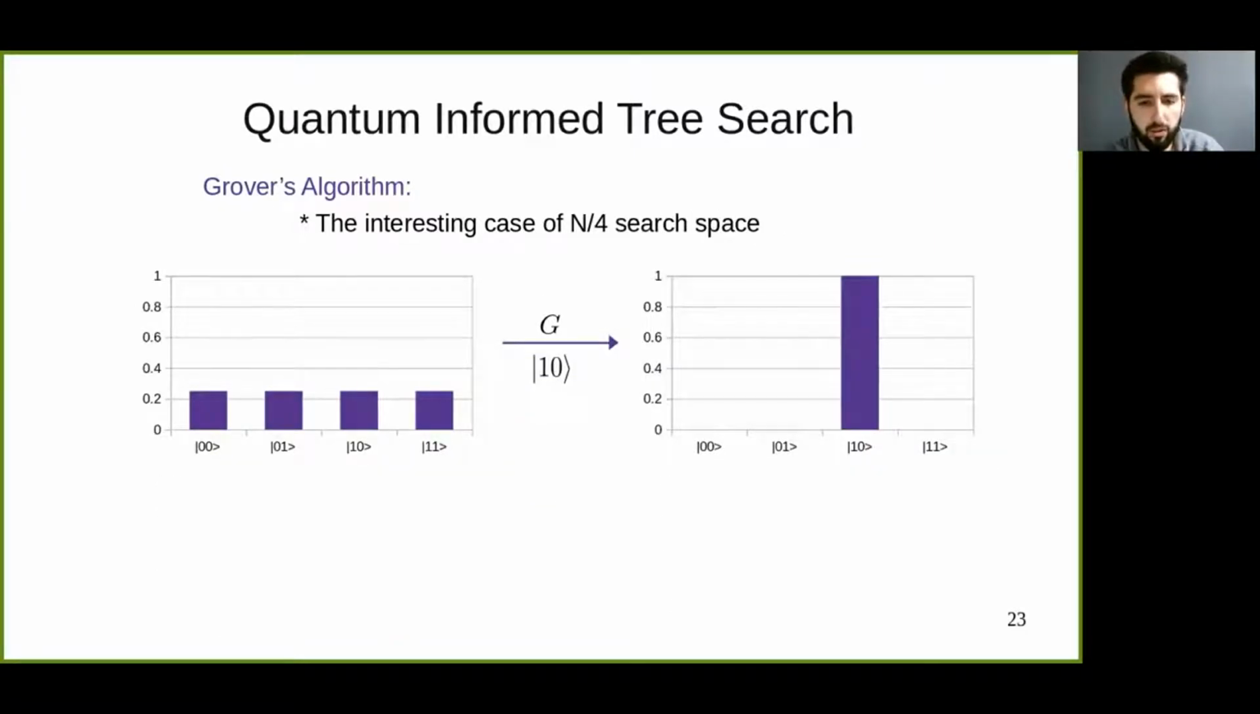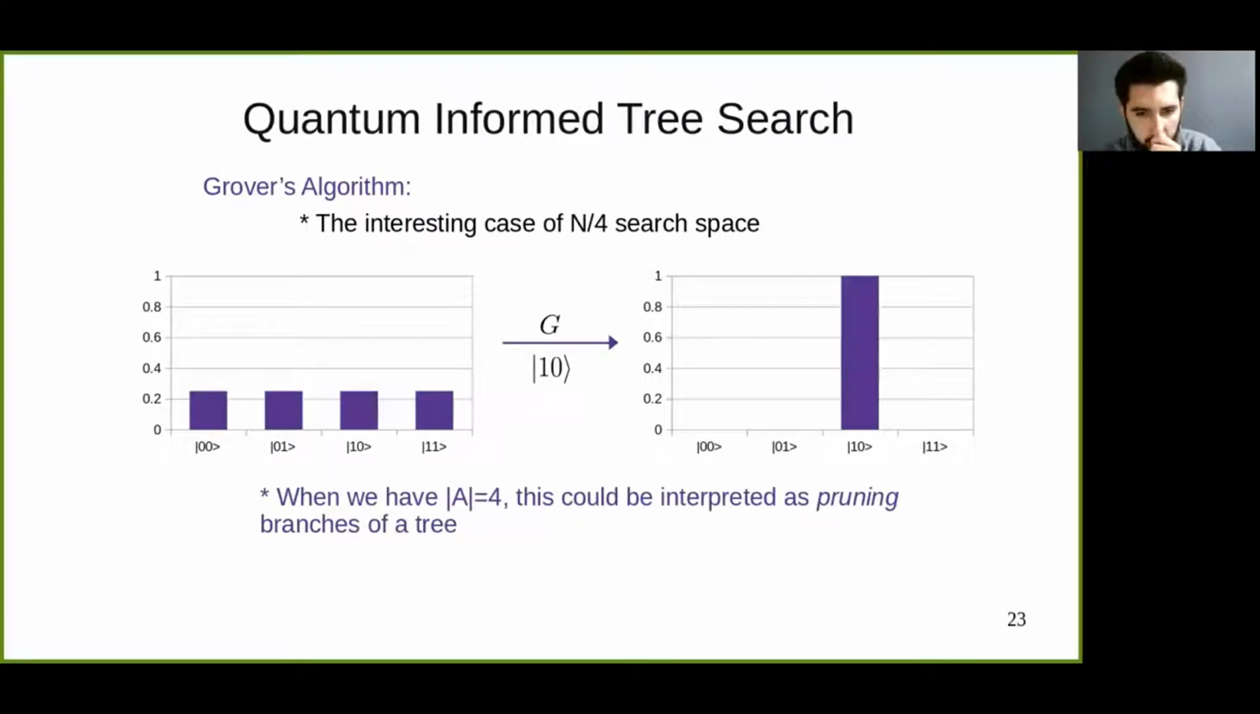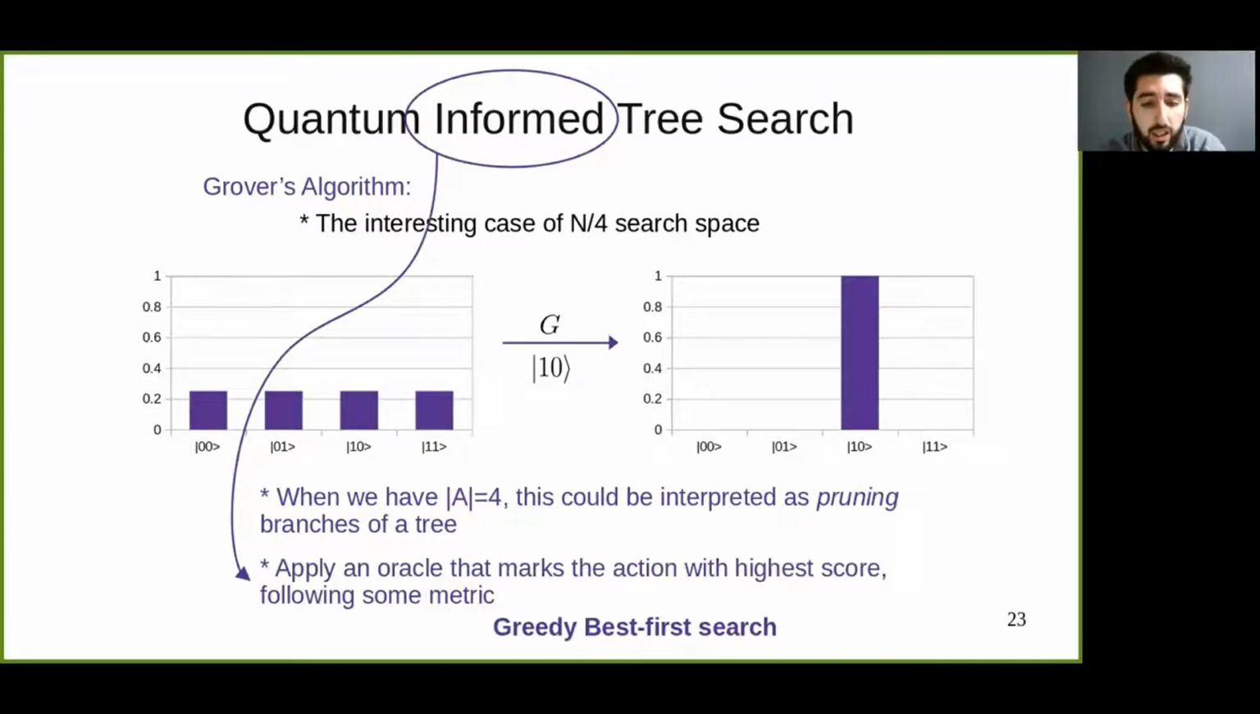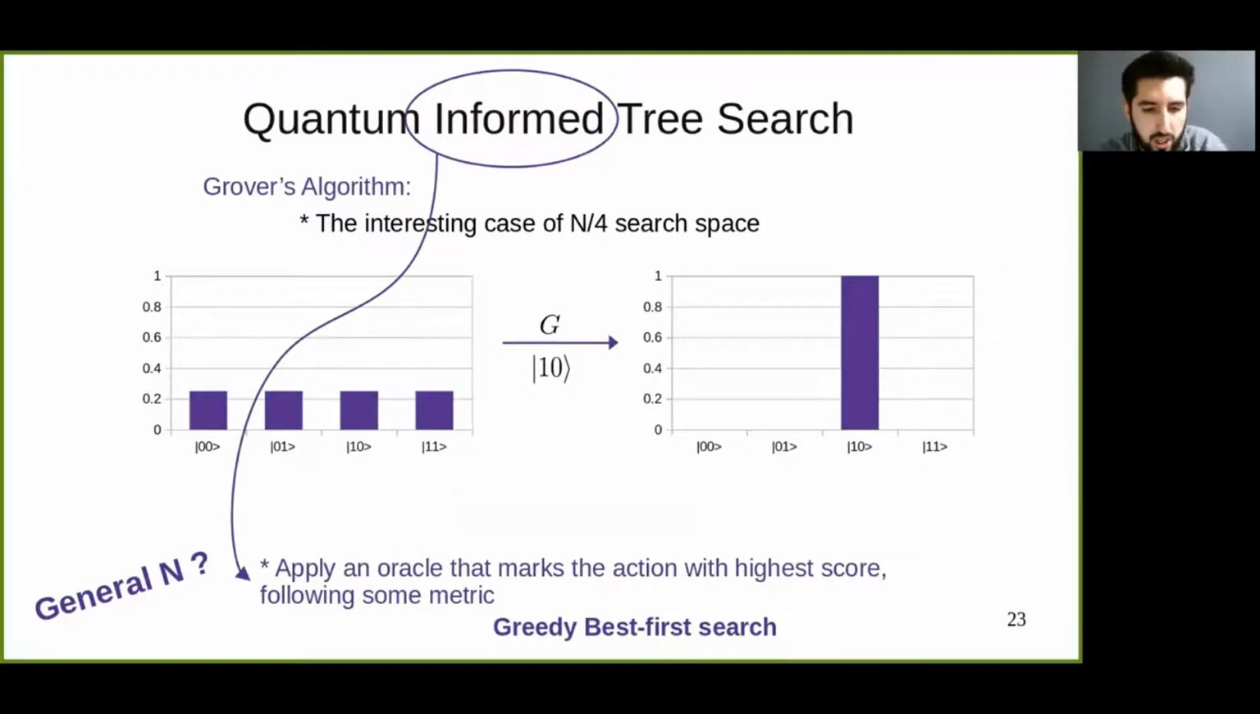And with this, we have 2 interpretations. First, this could be interpreted as performing pruning. And a more interesting point is that now we could use an oracle that marks an action that has the highest score following some metric, and this could be some quantum greedy best-first approach. Now, this technique only works for the case when we have a search space of n elements and we have n/4 marked elements.